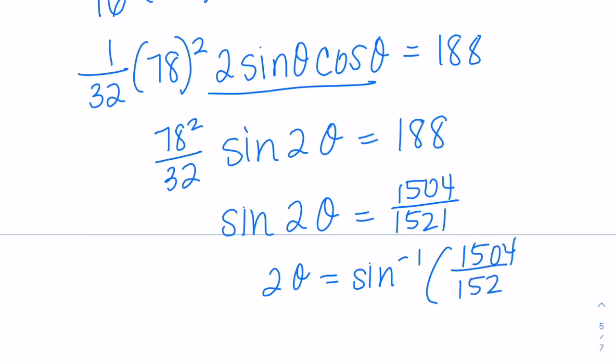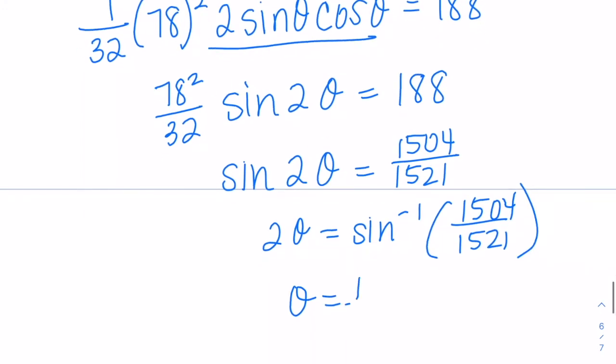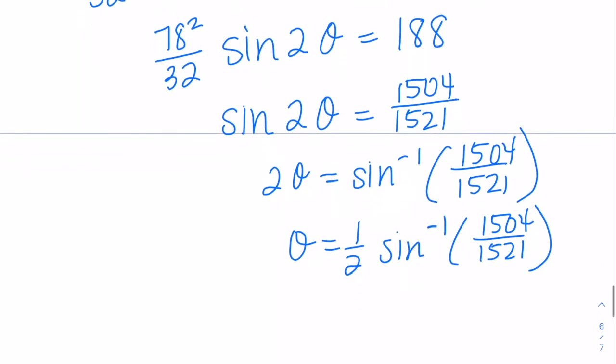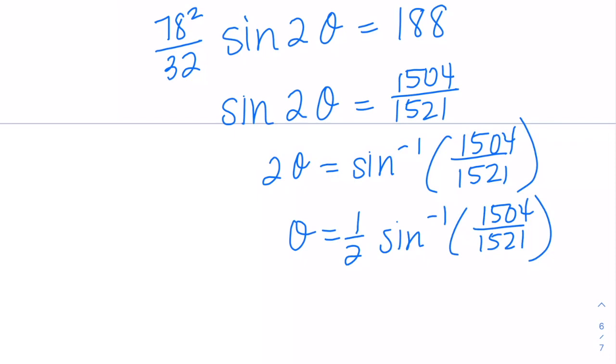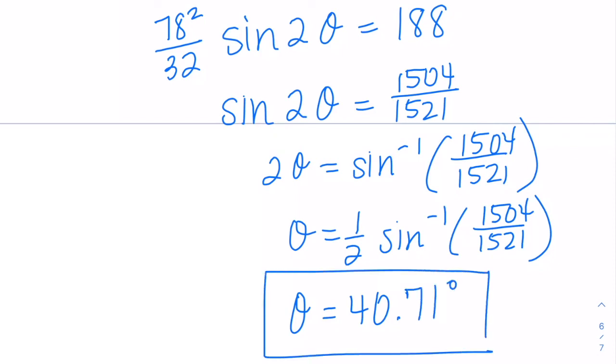And so from here, we just have to take the arc sine, or the inverse sine. And then, to find theta, we just need to divide this by 2. Let's put 1/2 in front. So this would be calculator ready form. And if you wanted to find that angle that the place kicker should kick the football, that would be approximately 40 degrees, or 40.71 degrees. I hope this lesson was helpful, and I'll see you all in class.